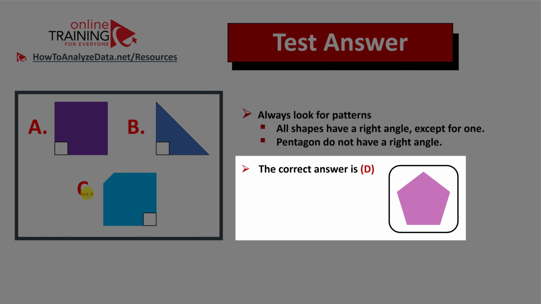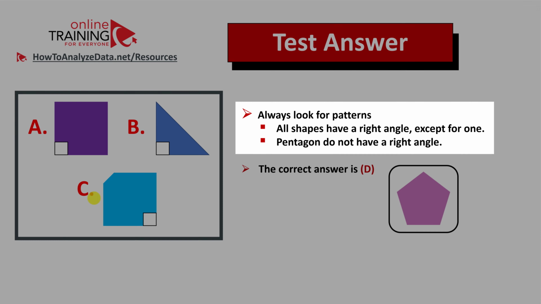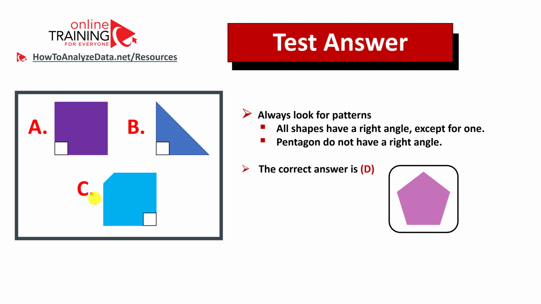But the correct answer for this question is choice D. Let's recap. Always look for patterns. All shapes here have the right angle except for one, and pentagon does not have the right angle. That's why you should select choice D, which is the pentagon. Hopefully you've nailed this question and now know how to answer similar problems on the test.